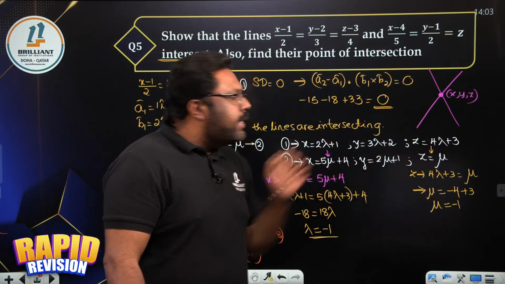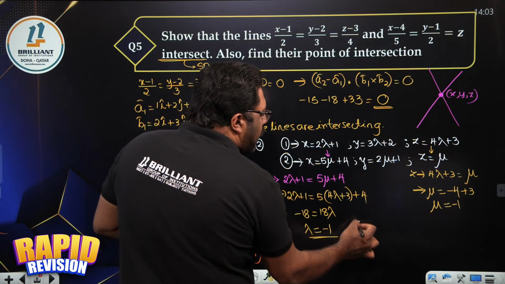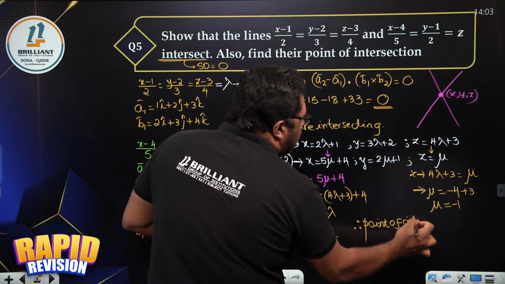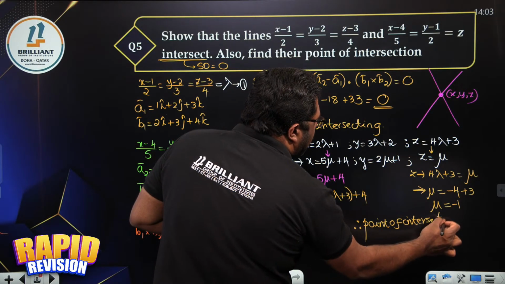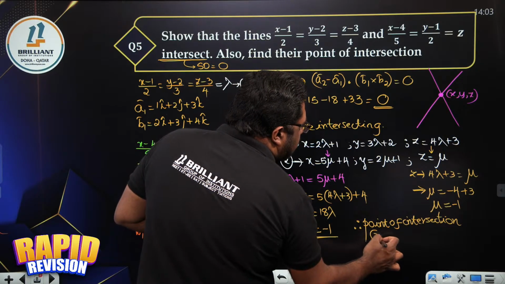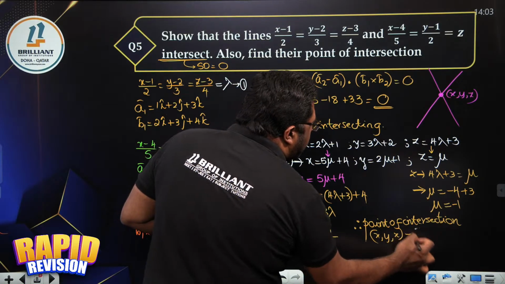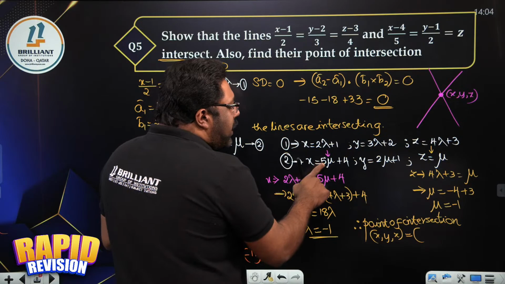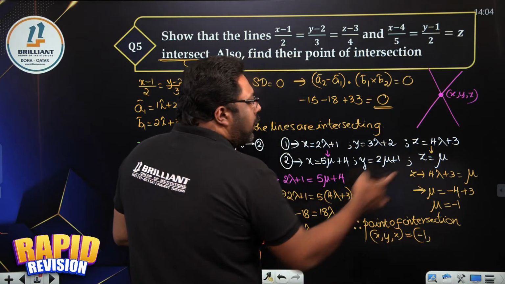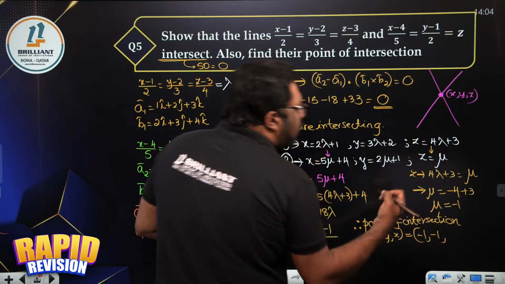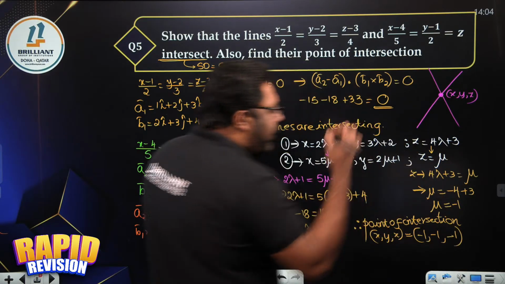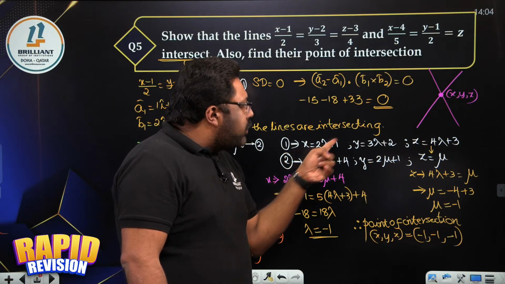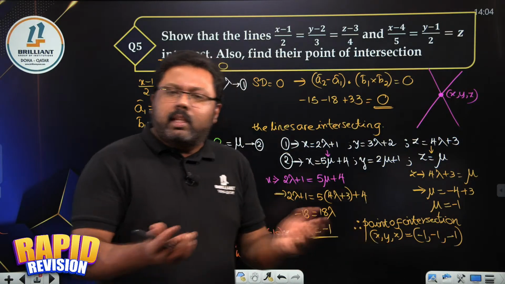Substituting that in XYZ, I will get the point of intersection. Therefore, point of intersection, because it is the same for both. Yes, that's why it's called the point of intersection. XYZ. Substitute lambda is equal to minus 1 or mu equal to minus 1, whatever you want. Let me put mu equal to minus 1. Minus 5 plus 4, minus 1. Minus 2 plus 1, minus 1. Minus 1. See what's the point of intersection? Minus 1, minus 1, minus 1. If you want, you put lambda is equal to minus 1 also. Minus 1, minus 1, minus 1. You will get the same coordinates only.